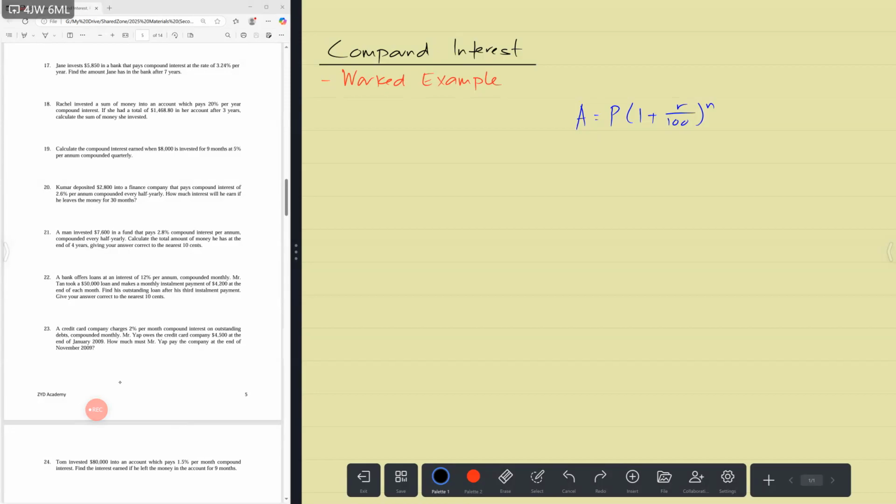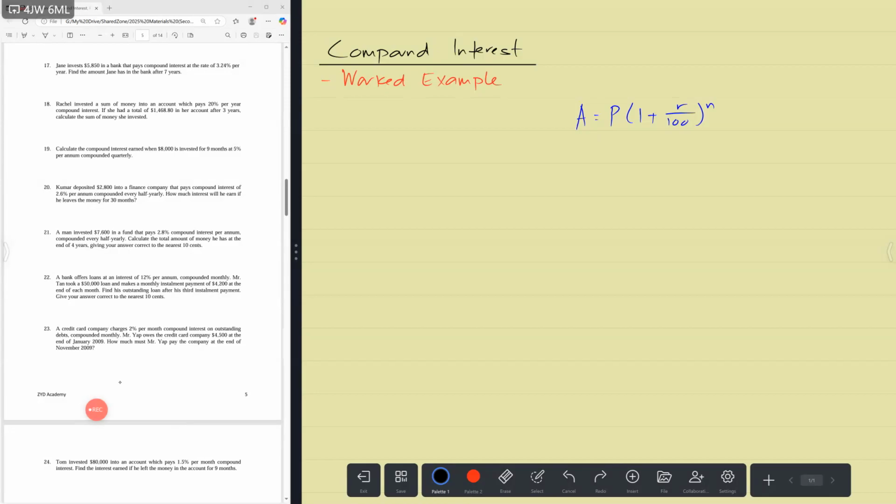Okay, so you can see from our question here in our worksheet for question number 19. It says, calculate the compound interest earned when $8,000 is invested for 9 months at 5% per annum compounded quarterly. It looks like a simple question, which it is, but one thing that you must take note of is the compounding period. The interest is 5% per annum, but compounded quarterly. That will require you to make some adjustment.